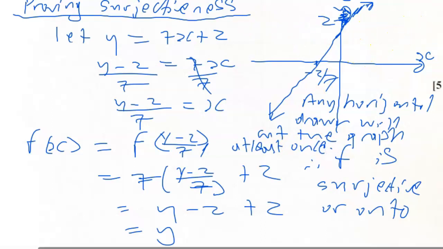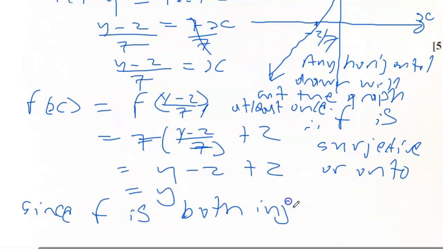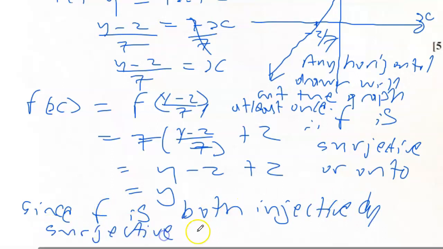So the function is injective and surjective, so therefore, since f is both injective and surjective, then it means that f is bijective.